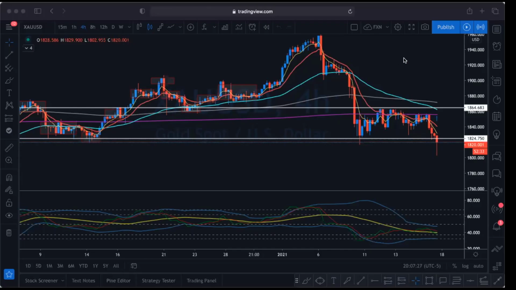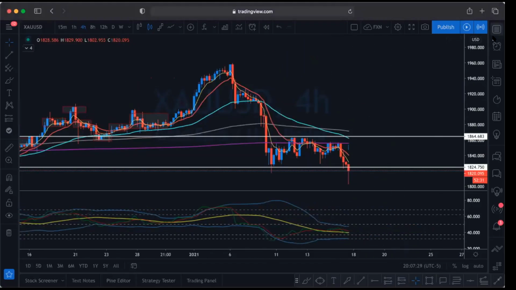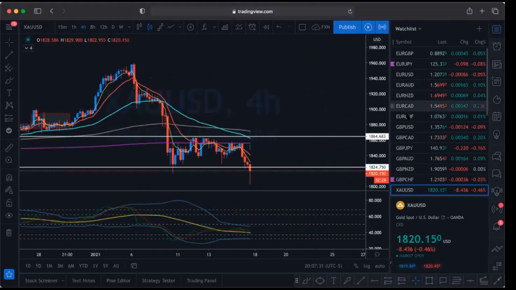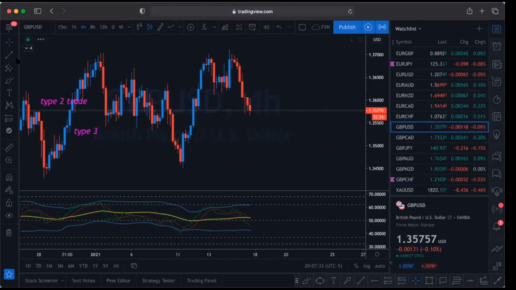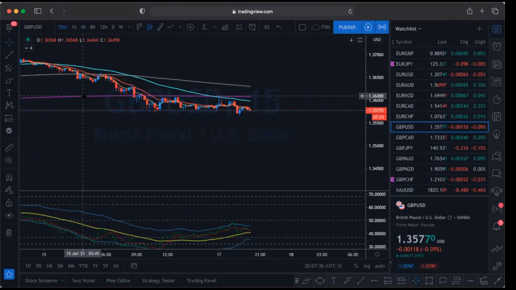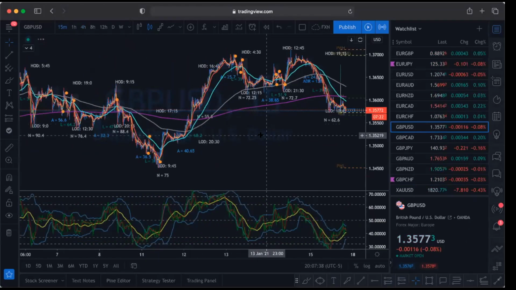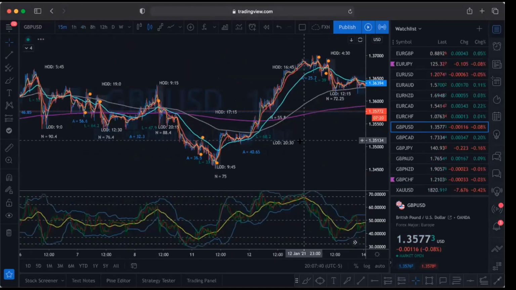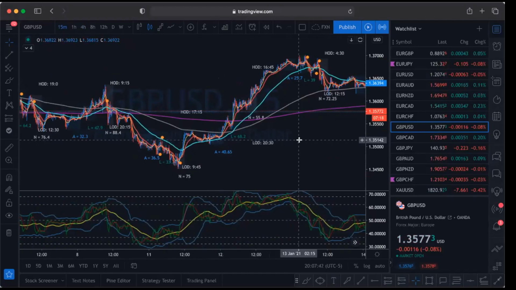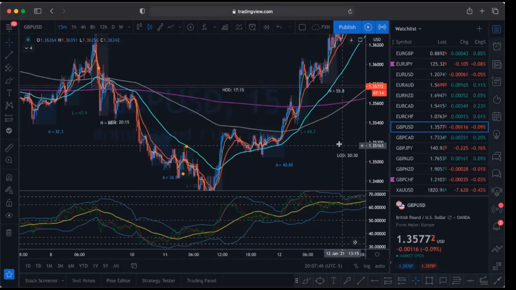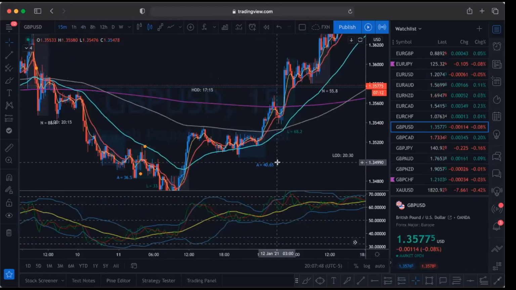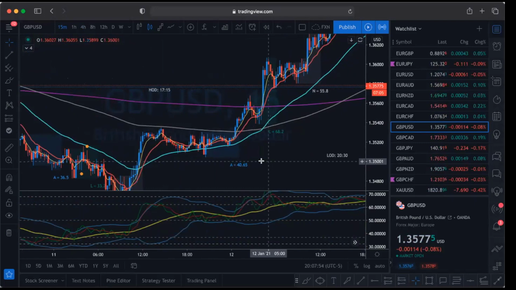With a type 2 pattern, the biggest thing is that it has to get through the middle of the range. And if it doesn't get through the middle of the range, then obviously it's going to turn into a type 3 more than likely. So the question becomes, how can we try to anticipate whether a type 2 will form or whether it will actually be a type 3 pattern instead?